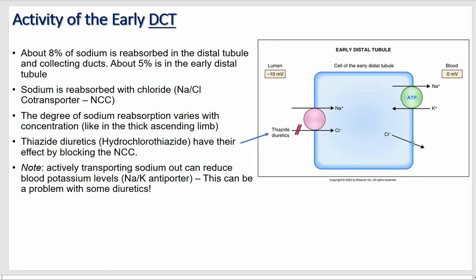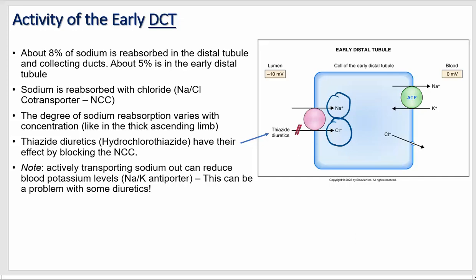All right, so let's back up and drill down into some of the details of the distal tubule. This is sodium handling and chloride. About 8% of sodium is reabsorbed in the distal tubule and collecting ducts, about 5% in the early distal tubule. So not too worried about the percentages. Basically, that's just saying that we still have a lot of sodium ions that can still be reabsorbed. It's reabsorbed with the NCC, the sodium chloride cotransporter.